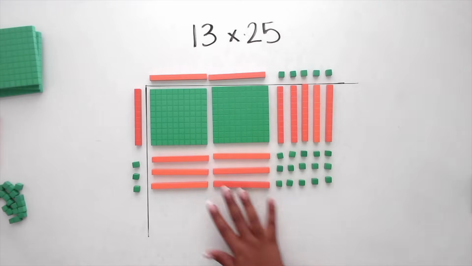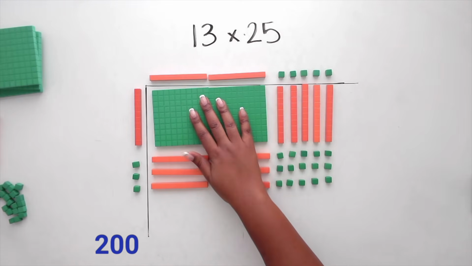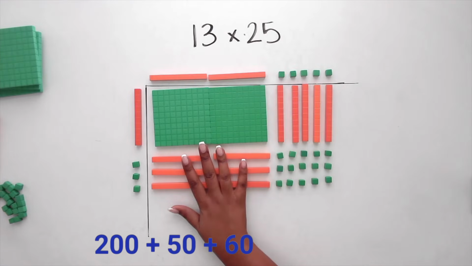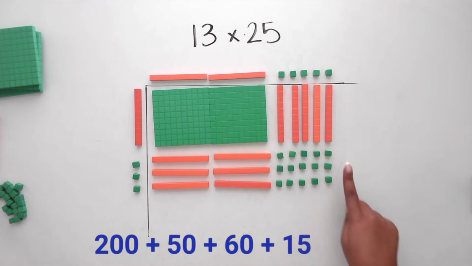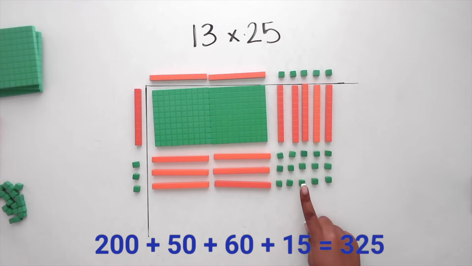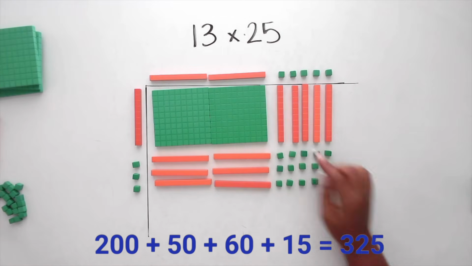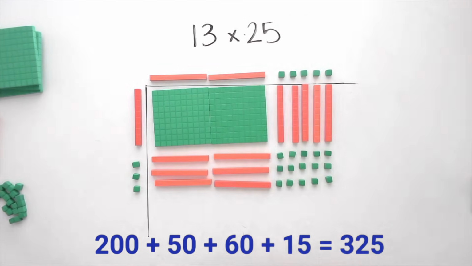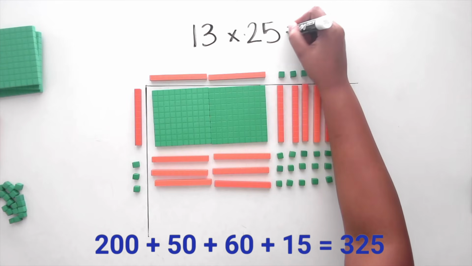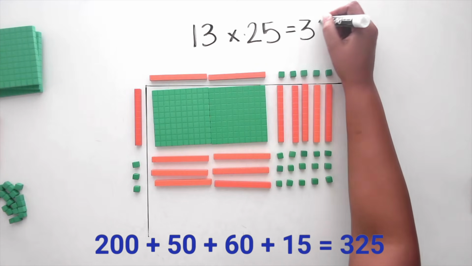Adding them together gives 200 plus 50 plus 60 plus 15 equals 325. So 13 times 25 equals 325.